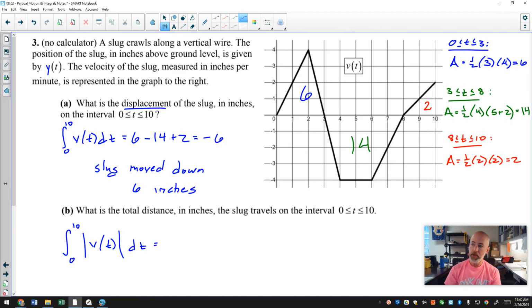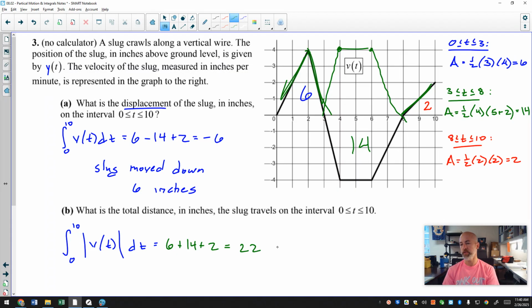And so this time we will use only the positive values, because that negative part of the velocity down here, when I take the absolute value, is going to move up and look like this. And so here is the graph of the absolute value of velocity. The 6 and the 2 were unaffected, but when I flipped that up, that 14 is now a positive 14 plus 2, which gives me a total distance of 22 inches traveled. Cool. And then part C.